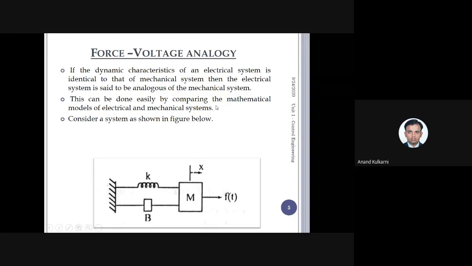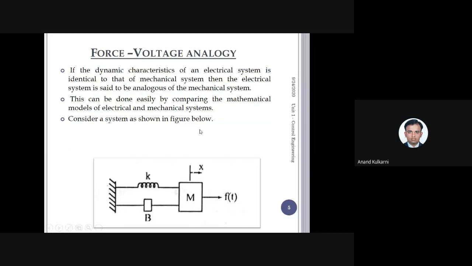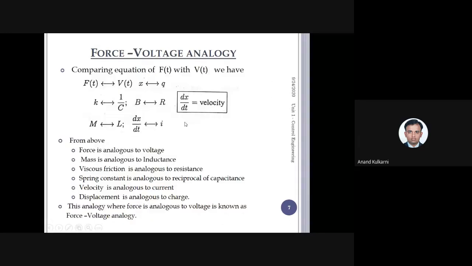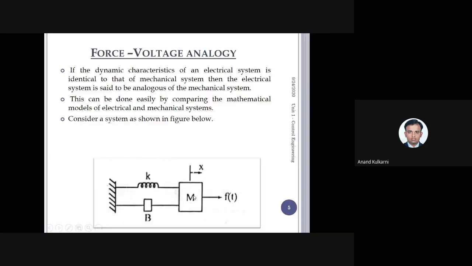Now, what is that? Just observe. Systems whose differential equations have a similar form are called analogous systems. Just observe here. Whenever we are designing a system, we have a spring, a damper, and a mass for a mechanical system. For an electrical system, we have a resistor, an inductor, and a capacitor. Now, each of these is going to work in a similar way and can be compared to one of the mechanical elements.